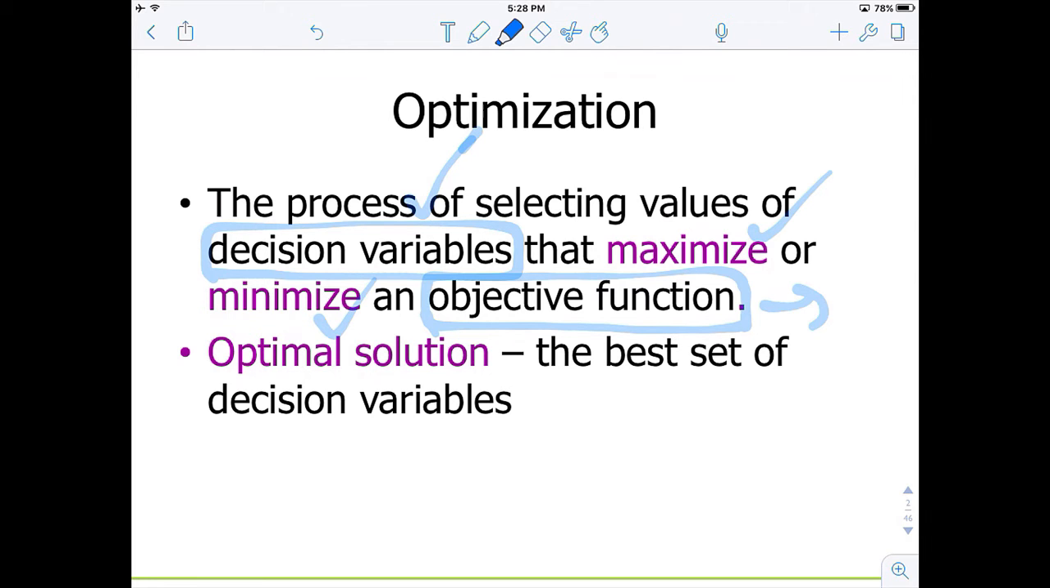After we do that, we hopefully will achieve an optimal solution. The optimal solution is the best set of decision variables, the best decisions out there, in order to make our objective function the very best. There are three important concepts on this slide. The first one is decision variables, the ones that we can control. The second one is to set up our right objective function. And finally, the third one is to figure out what the optimal solution is.